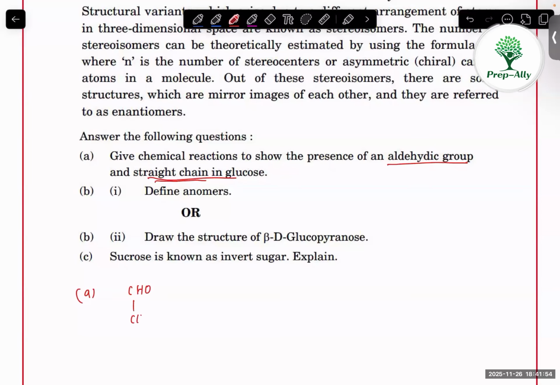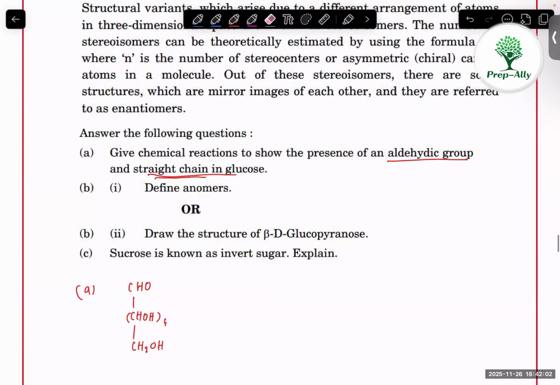So CHO, (CHOH)4 and CH2OH. So here, to verify, you can react with HCl, or you can also react with hydroxylamine, or ammonium hydroxide. If you react with ammonium hydroxide or HCl, you can see that there is a carbonyl group, but that will not test that it is an aldehyde. So if you plan to write any of that, please don't write that. That is just for proving that there is a carbonyl group, not for aldehyde.